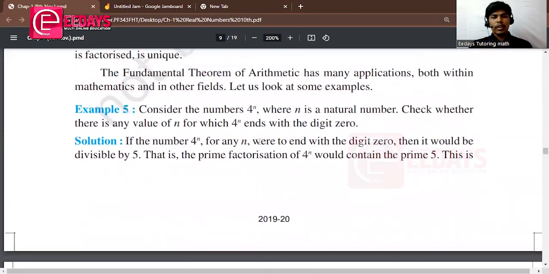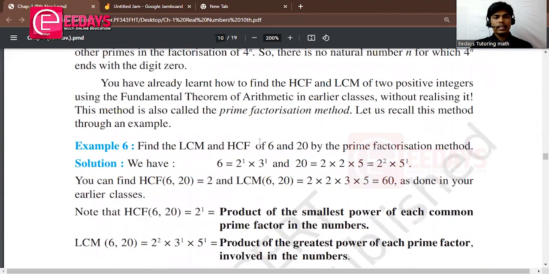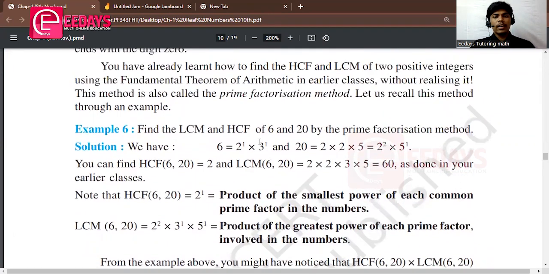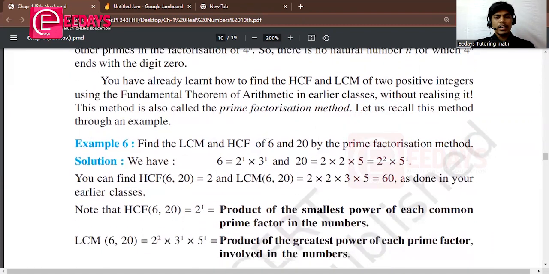Okay. Let's look at an example here. Let's take example 5. So we can apply the prime factorization method here. You have already learned about HCF and LCM. I hope everyone knows what HCF and LCM are. HCF we already know as highest common factor, and LCM is least common multiple. I think you already know how to find HCF and LCM. We already did HCF in the previous exercise with the examples of Euclid's division lemma. You can apply the Euclidean algorithm also. Now coming to how to find LCM and HCF of 6 and 20.